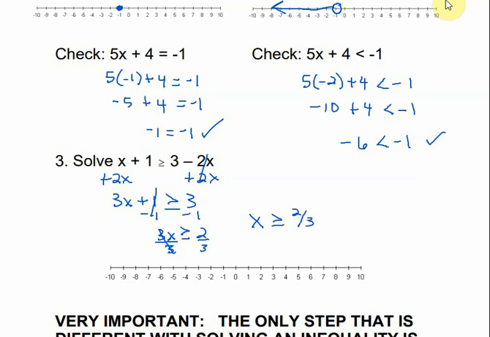Well, 2/3 is not a number on my number line, but that's okay. I can just put my dot where we think that it is. So 2/3, that's not quite 1. 3 over 3 would be 1. So it's going to be in between 0 and 1, a little more than halfway. And I would use a closed circle because I have that line underneath it. So closed circle on 2/3, and x is greater than 2/3. My arrow is going that direction, so I'm going to go to the right.